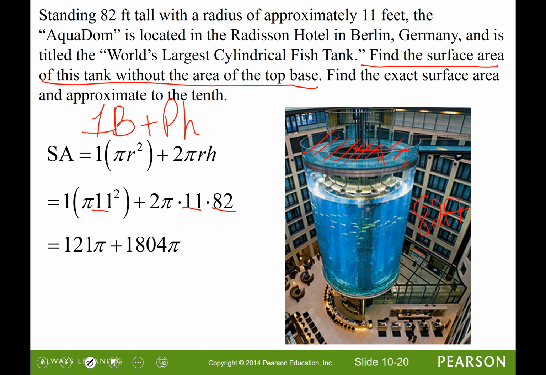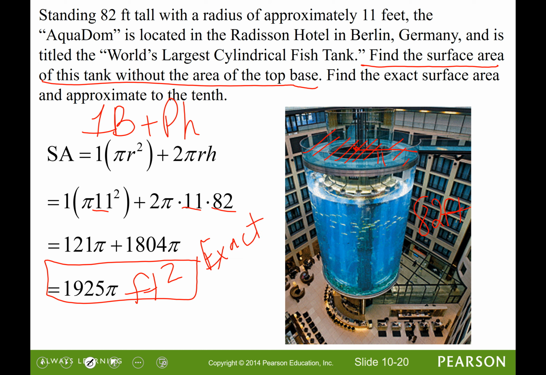Okay, now we're really careful. Order of operations gives us 121 pi plus 1804 pi. Those are like terms, so we combine like terms to get 1925 pi. And if we put square feet, that right there is called the exact surface area.